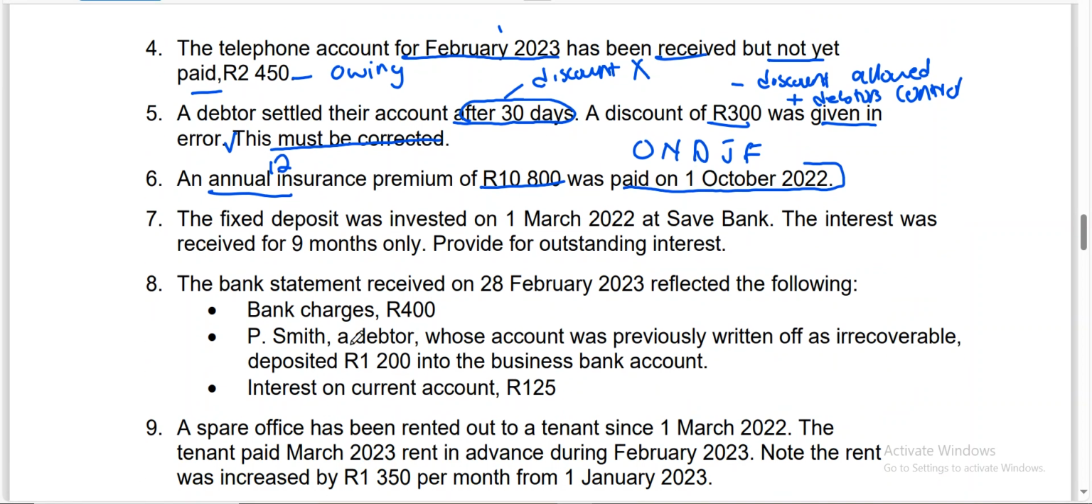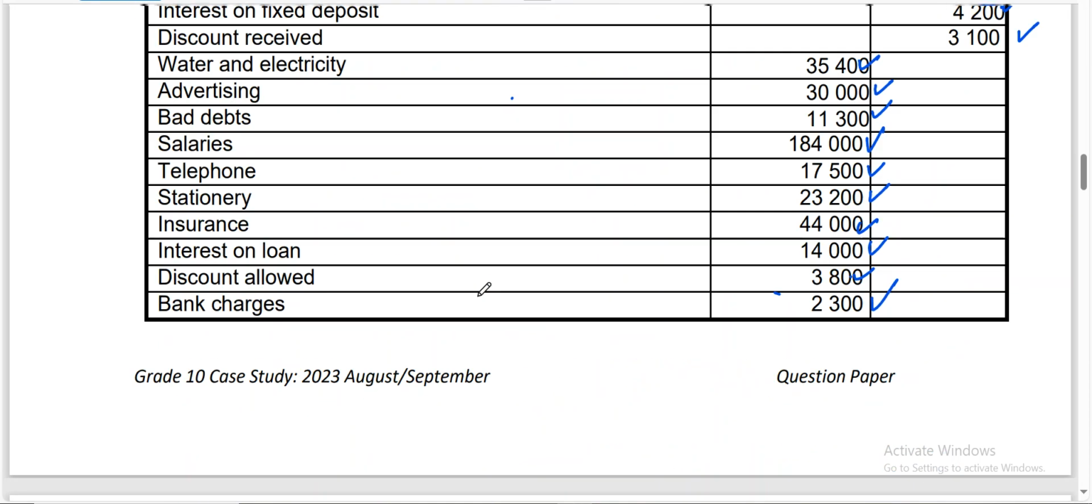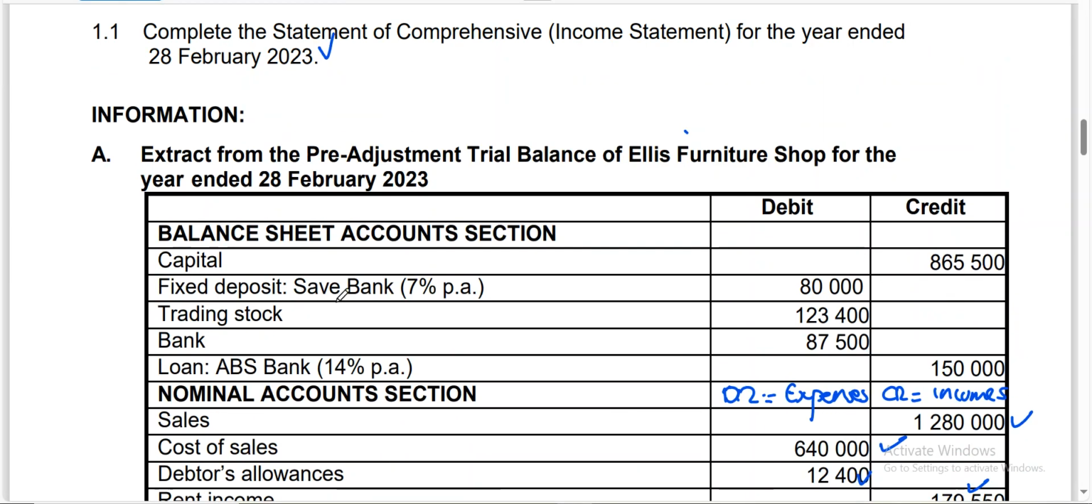Next part, they are saying that a fixed deposit was invested on the 1st of March 2022 at Safe Bank. The interest was received for 9 months only. Provide for the outstanding interest. Now remember guys that we invested this from the beginning of the year, so it means we were supposed to earn interest for the entire year. Now for you to be able to calculate our interest, you can go to your information. You can see here that they're saying that the fixed deposit is 80,000, so it means we were supposed to earn interest on this 80,000.